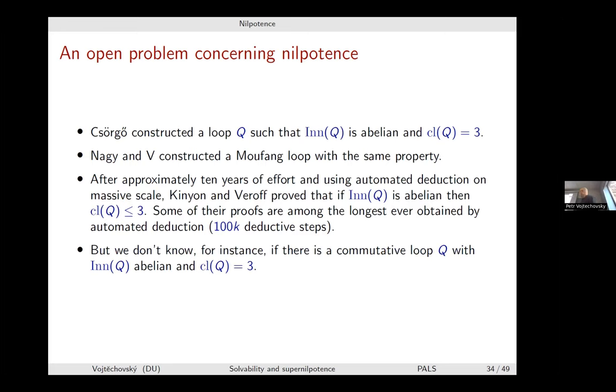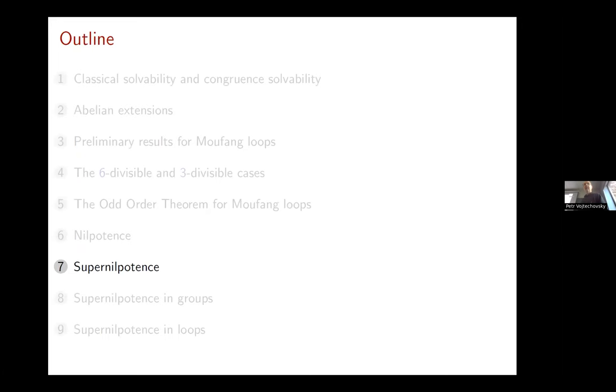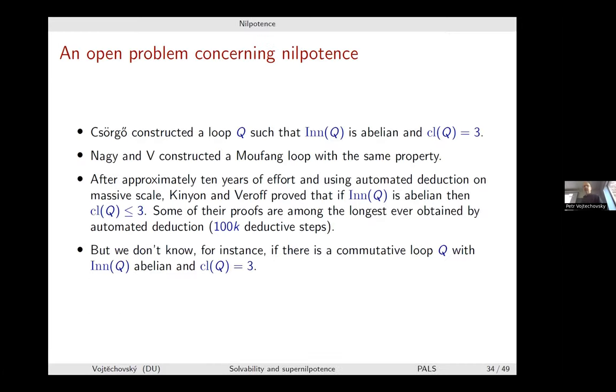Okay, so this has been solved, but for example, it's still open whether you can have a group whose inner mapping group is of class 3 and the group be commutative. We don't know. But for arbitrary Q or arbitrary finite?